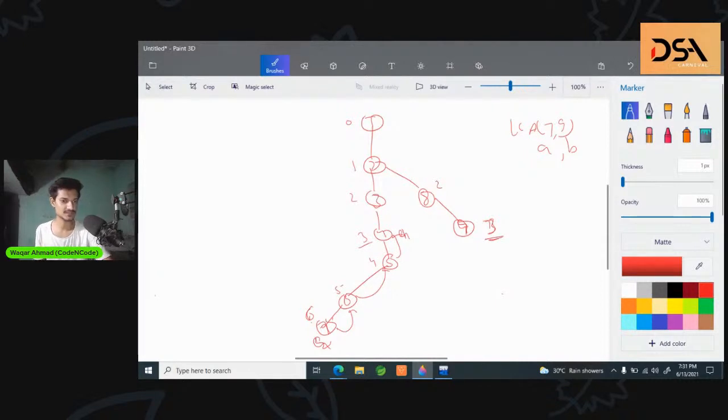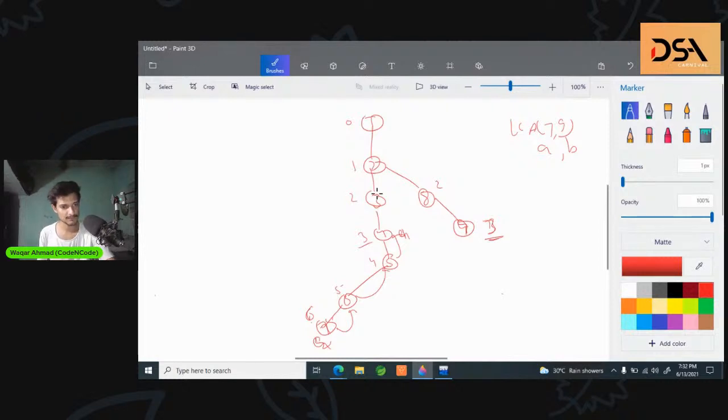So the first thing is, if they are already on the same level, do nothing. If they are not on the same level, pick the one which is deeper and make it jump upwards until they are both at the same level.